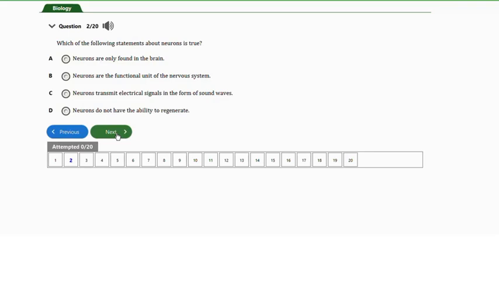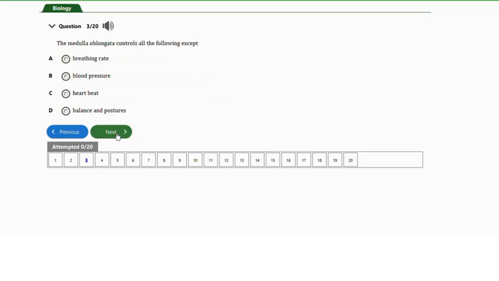The nervous system is actually made of units and units of neurons. But then, even though the brain is made up of neurons, the brain is not the only part of the body where you can find neurons. So option A is not correct. And then for option C, it says neurons transmit electrical signals in the form of sound waves. Neurons actually transmit electrical signals, but not in form of sound waves. So that's also not correct. Option D says neurons do not have the ability to regenerate, but actually neurons have the ability to regenerate. So guys, the correct answer to this question is option B. Neurons are the functional units of the nervous system.